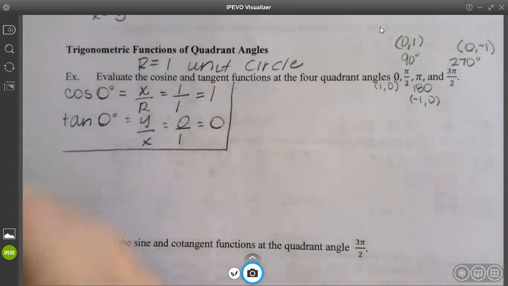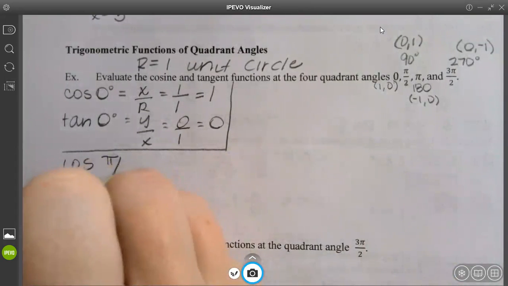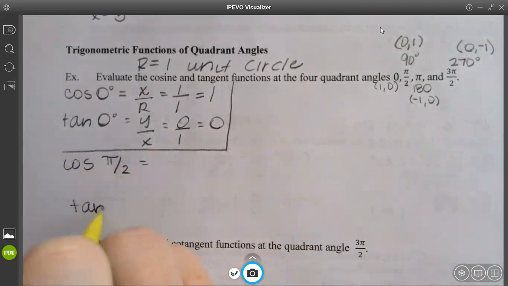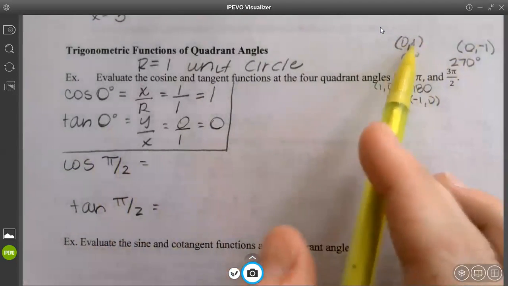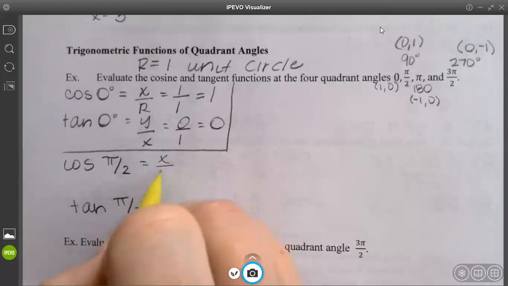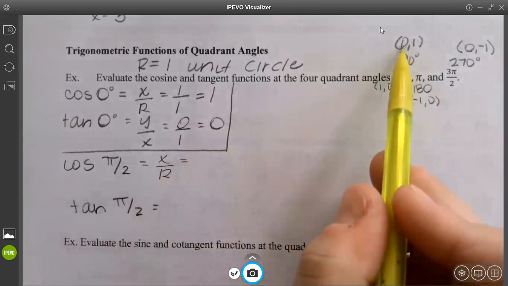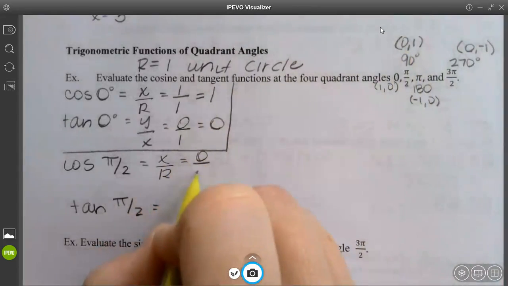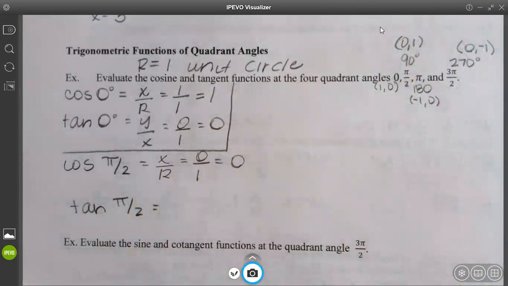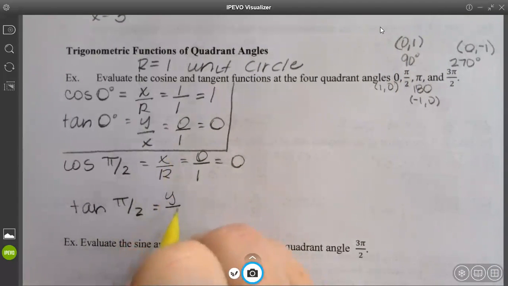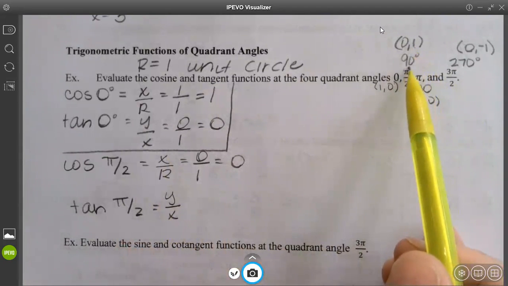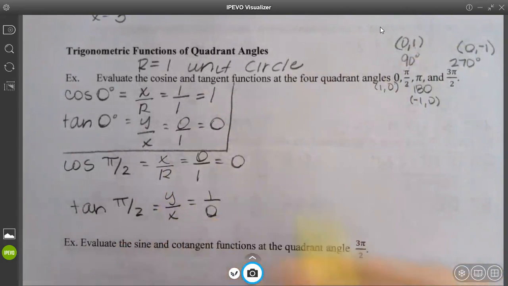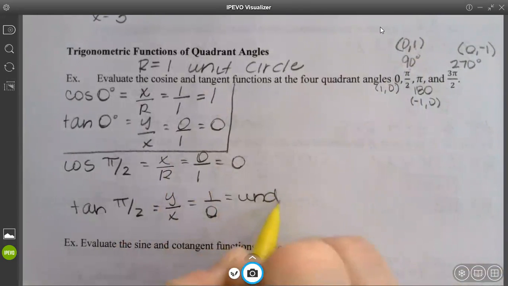Now we need to do pi over 2. So we're going to do cosine pi over 2 and tan pi over 2. They're the same ratios. The only difference is it's a new point. So pi over 2 gives you 0, 1. So what's your x over r? What's your x coordinate for pi over 2? 0. What's your r? 1. Which gives you 0. Tan is y over x. What's your y coordinate for 90 degrees? 1. What's your x coordinate? 0. What's wrong with that? It's undefined, and you can just put it like that.